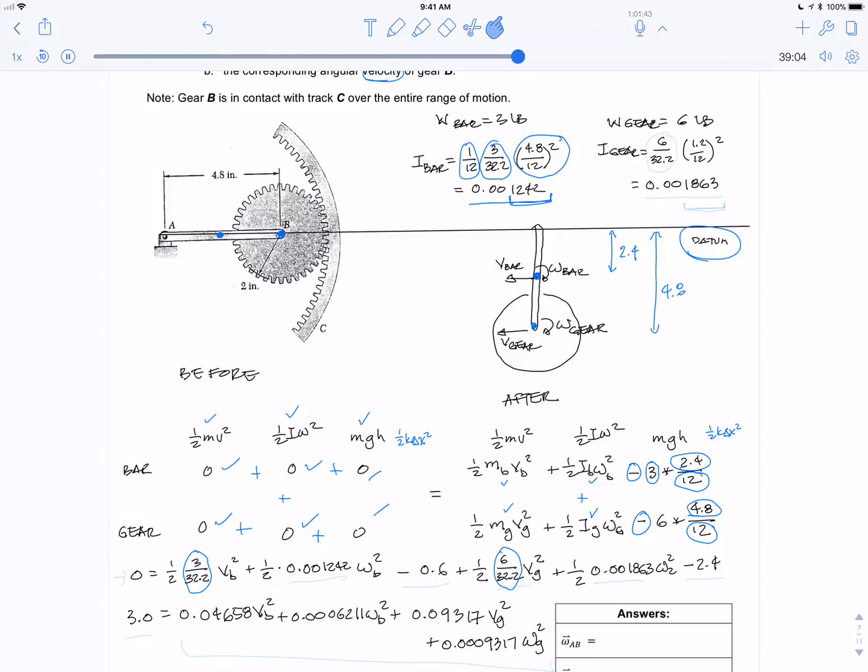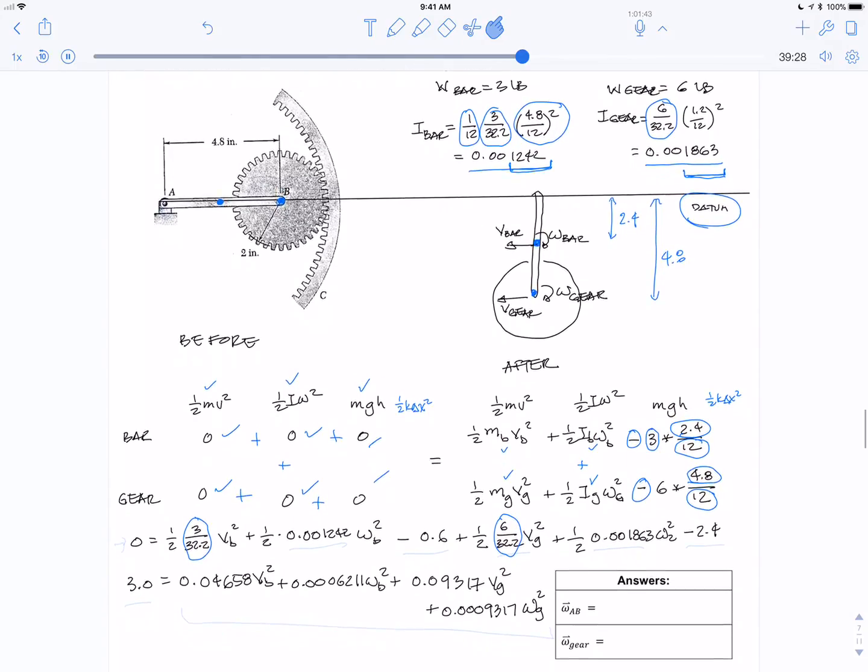Similarly, for the I of the gear, they gave you that the radius of gyration was 1.2 inches. And so it's just mass times radius of gyration, 1.2 divided by 12, turned into feet, squared. And that again is a really tiny number. So I carried it out to where I could see 4 of those numbers, 1863. Point double naught, 1863.